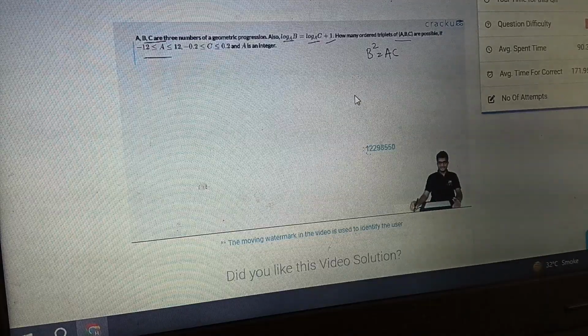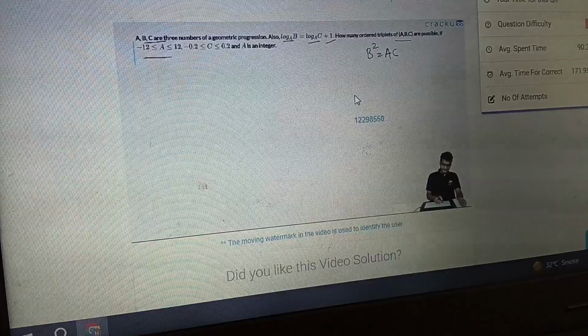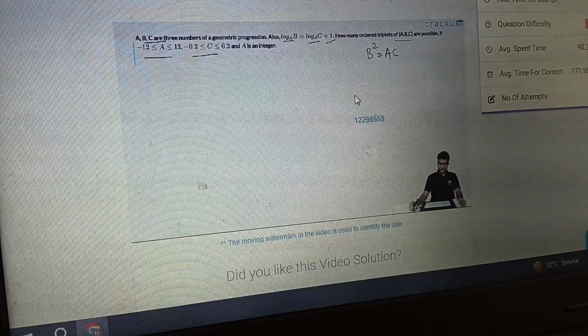We are asked to find out how many ordered triplets A, B, C are possible if A lies between minus 12 and 12, both of them included, and C lies between minus 0.2 and 0.2. We are also told that A is an integer.